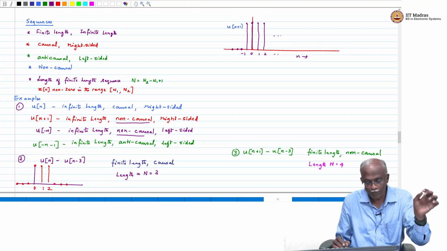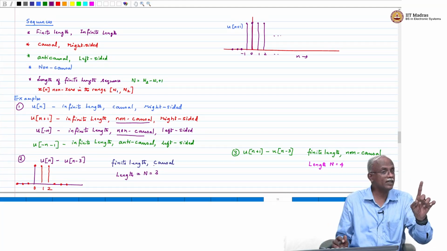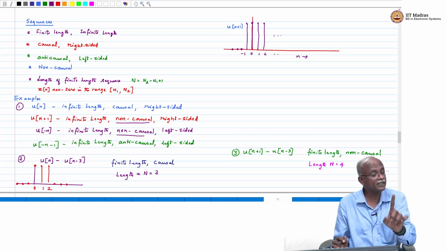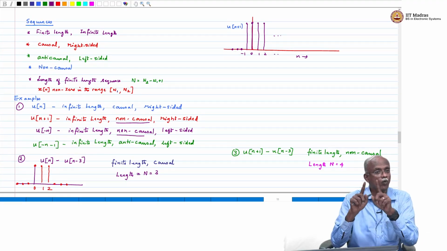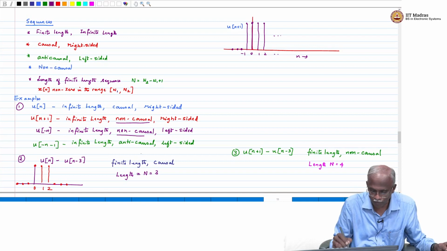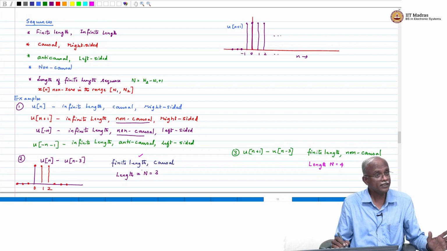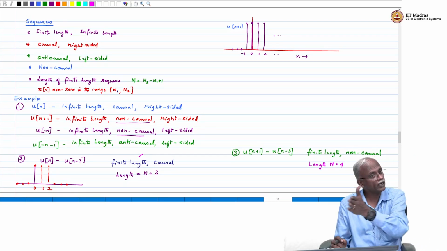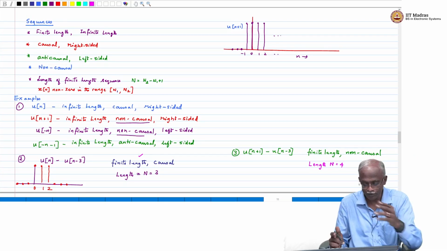So, though u of n is an infinite length sequence, and u of n minus 3 is an infinite length sequence, what we got through the operation was a sequence of finite length. Is it causal? Yes, because it starts at n equal to 0 and has non-zero values only for positive values of n.